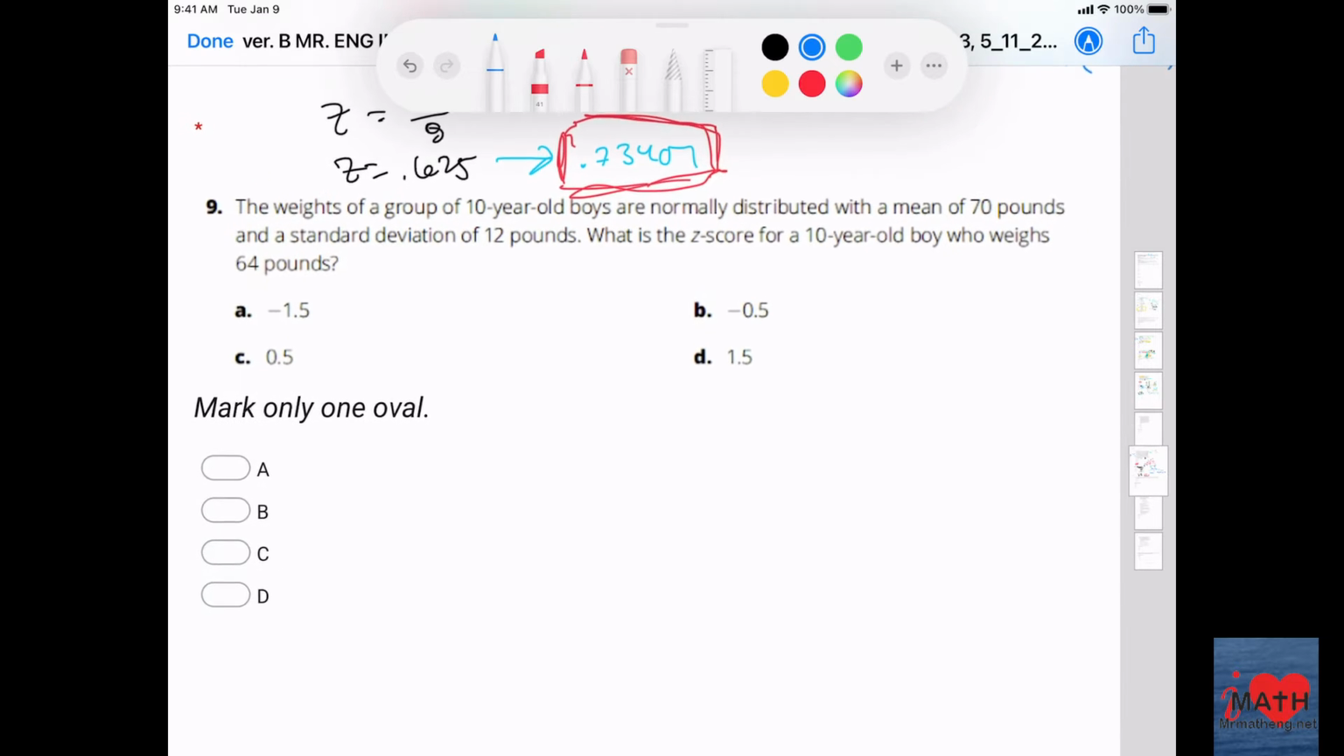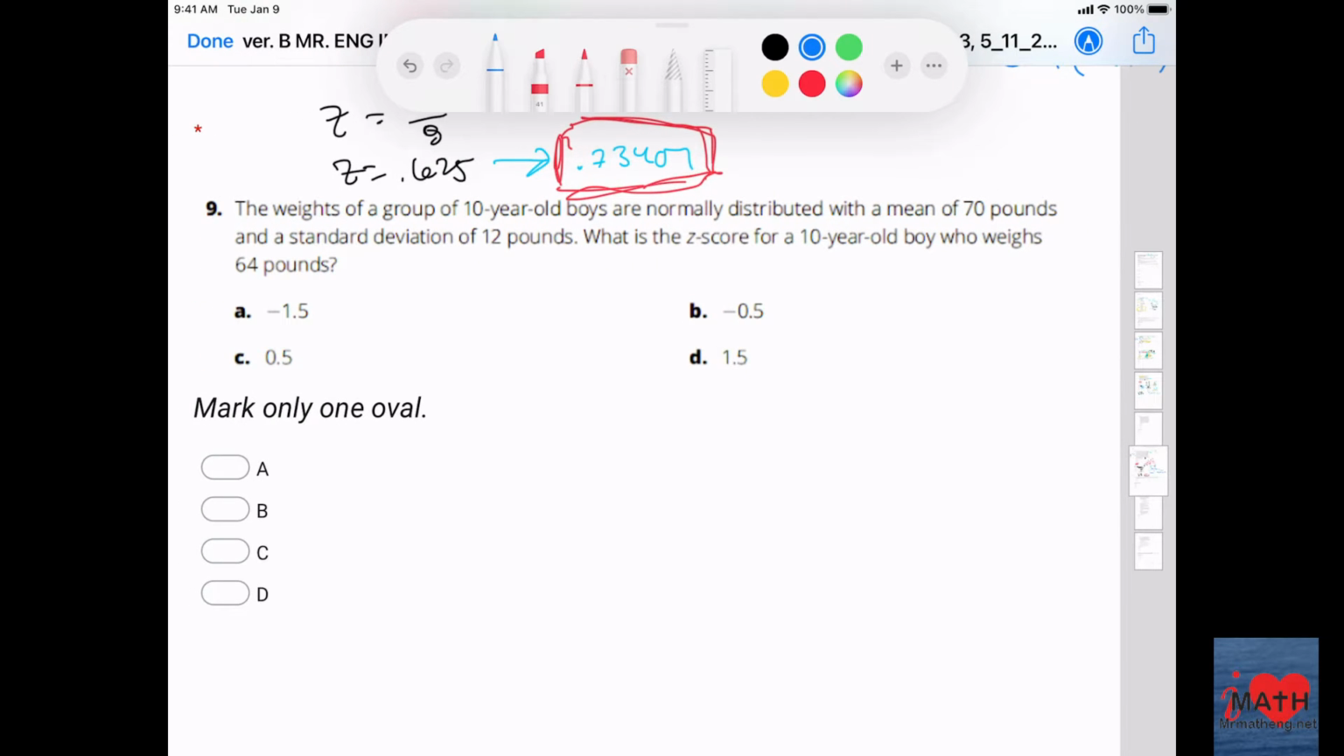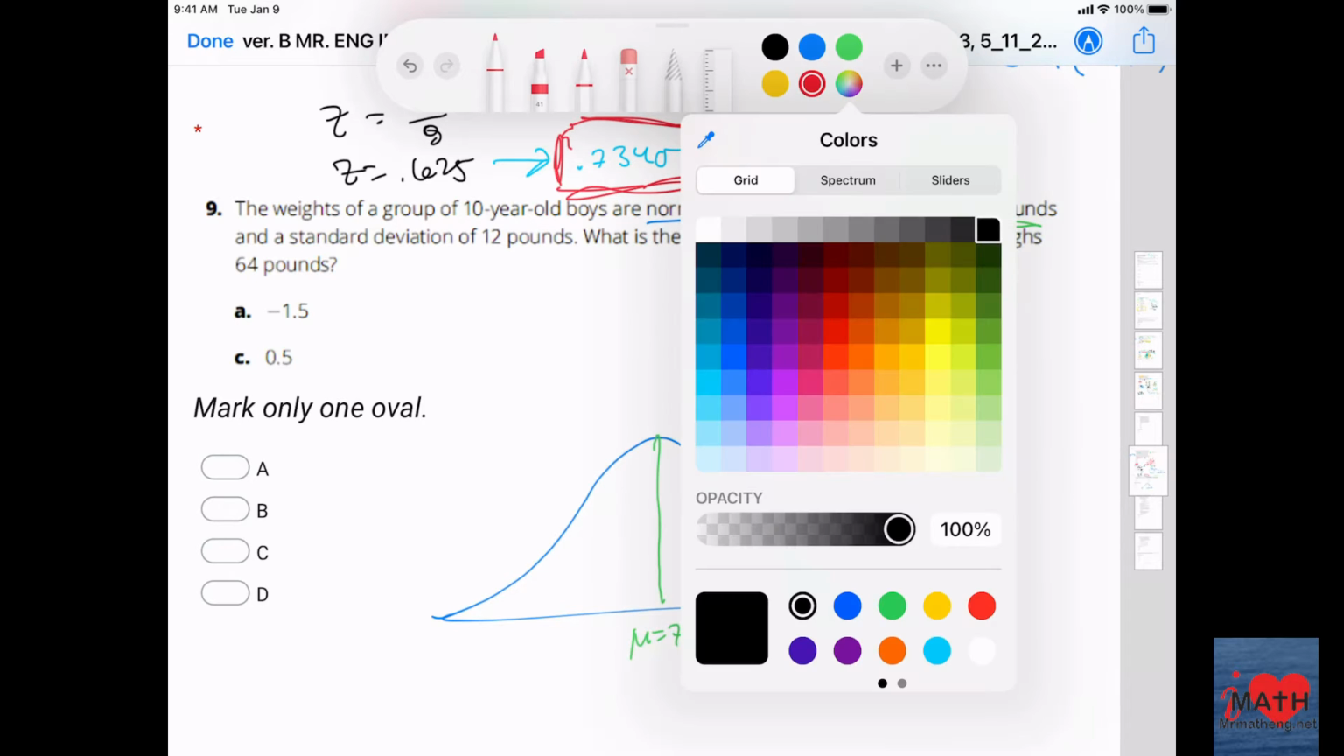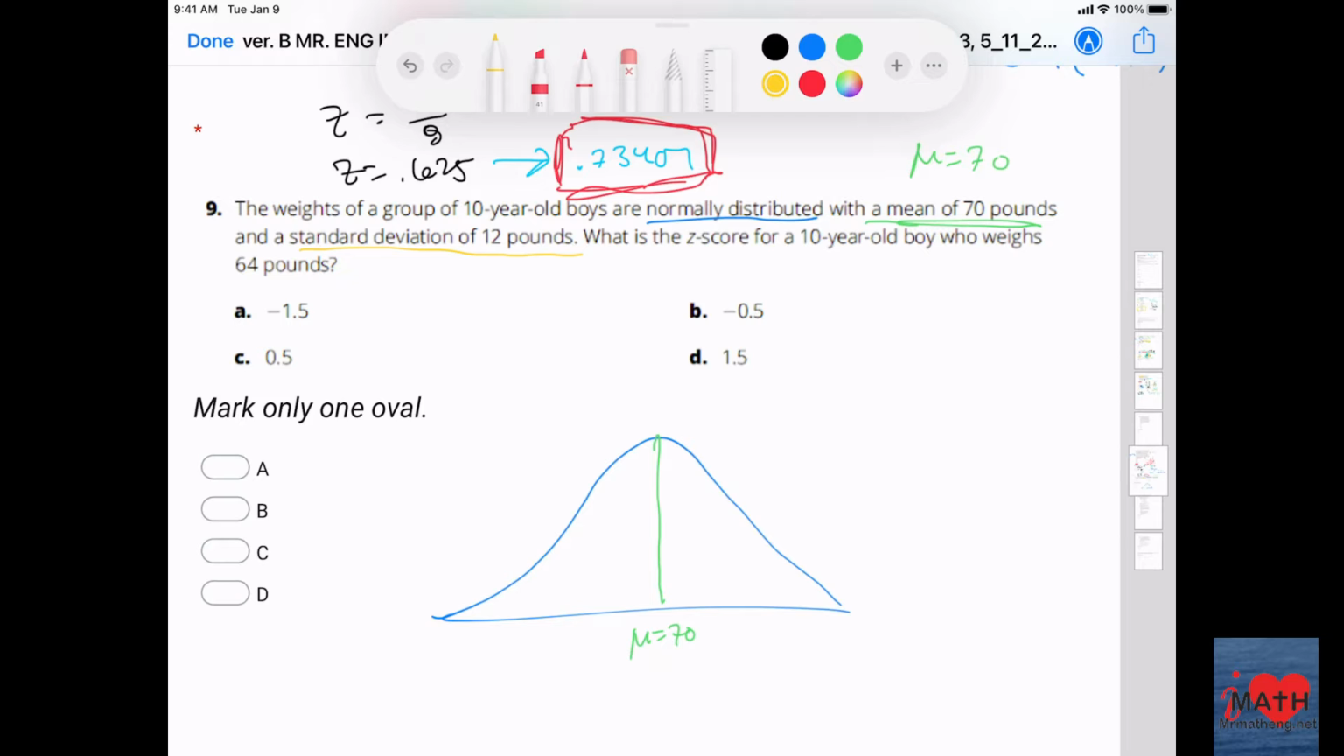All right, question number 9. The weights of a group of 10-year-old boys are normally distributed with a mean of 70 and a standard deviation of 12. What is the z-score for a 10-year-old boy who weighs 64 pounds? This is the hard one in the sense that the 64 pounds is your x. X equals 64.